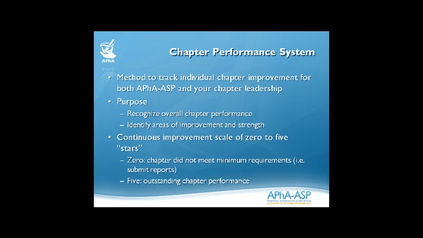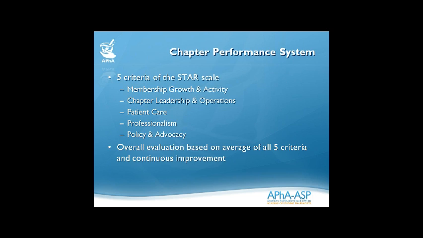And then we go from 0 up to 5, 5 being the most outstanding performance of the chapters. The areas that we look at within this scale are your membership activity, leadership, and then those different sections within the essay as well: patient care, professionalism, policy, and advocacy. These are the major areas of programming and development that APhA focuses on nationally, and that we work with you on and encourage you to incorporate into your chapter programming. So your overall evaluation comes from looking at all of these areas.